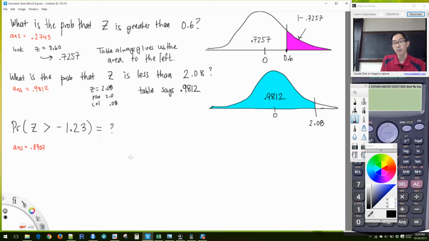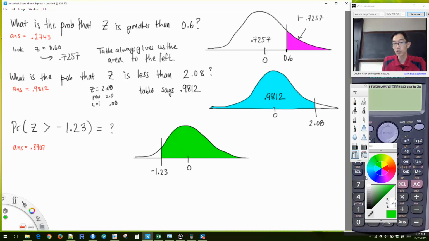Okay, lastly, let's do this last one. I've got z is equal to negative 1.23. So I put 0 in the middle. Where is negative 1.23? It's to the left, right? Left of 0, right? So I get negative 1.23 here. And then what do we have here? We got z greater than negative 1.23. So greater than negative 1.23, do I go to the right or to the left? I go to the right, okay?